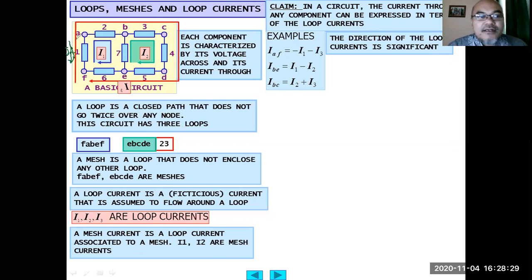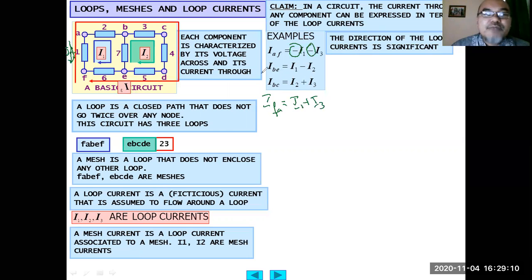So when IAF is from A to F, then it is supposed to be negative, because it is opposite to the direction of I1. Then the second current flowing through A and F is I3. I3 also flows from F to A, so here we also have to put a negative sign. So IAF equals minus I1 minus I3. What if instead we express it as IFA? Then in that case, we calculate it from I1 plus I3.